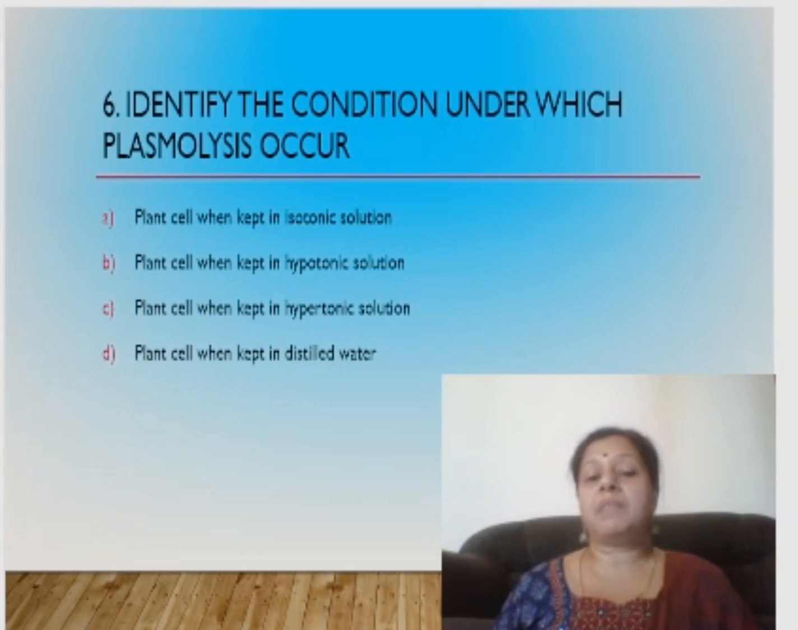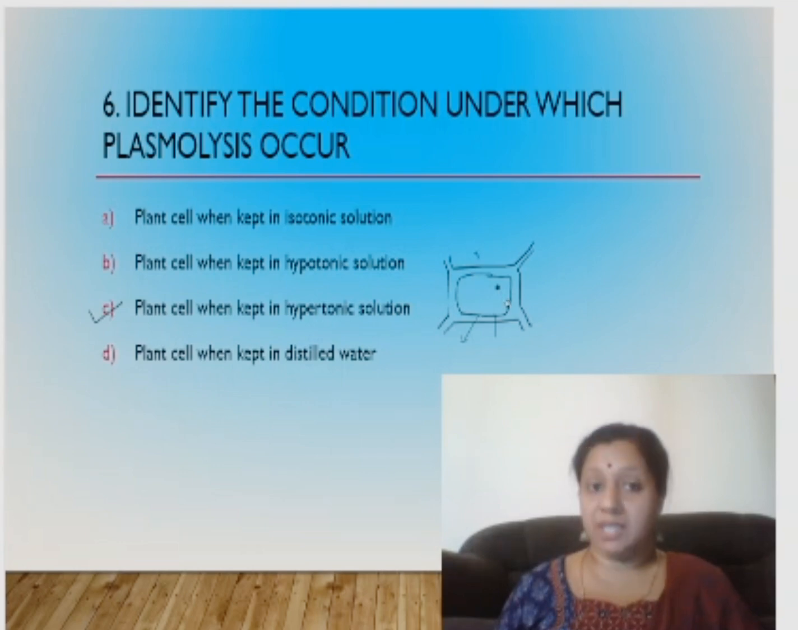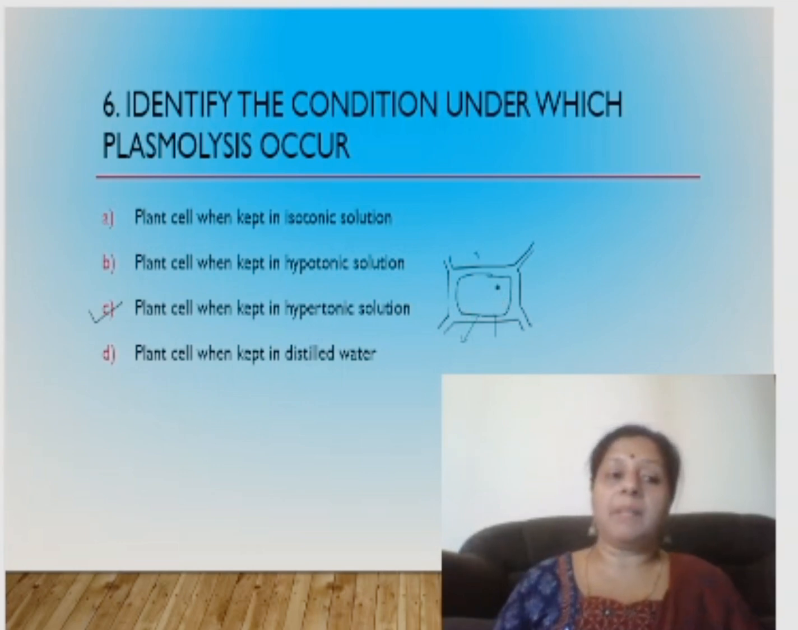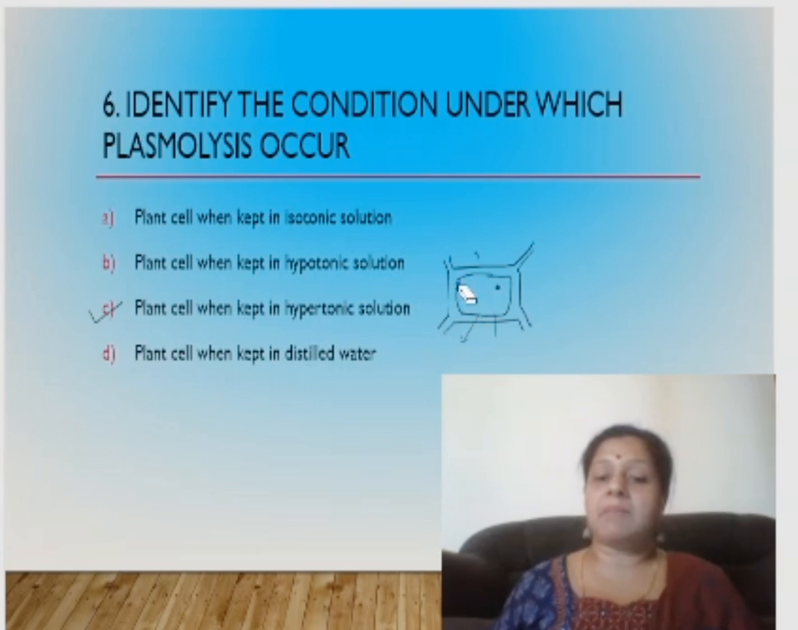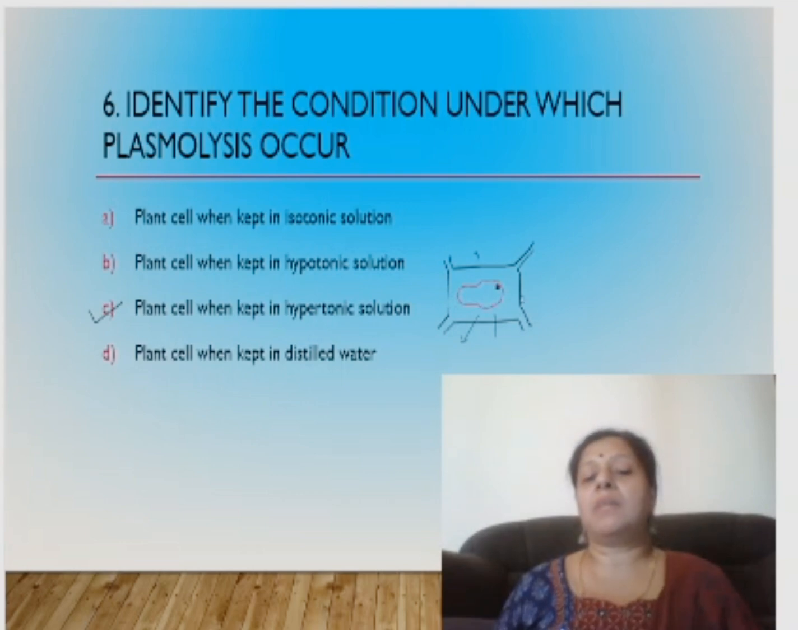Identify the condition under which plasmolysis occurs. Whenever a plant cell is kept in hypertonic solution, plasmolysis can occur. That is because the plant cells have an outer cell wall. So inside that, the cell membrane is there. Whenever water is moving out, the cell wall will not shrink because it's a rigid structure, but at the same time what will happen to the plasma membrane? Plasma membrane and the other contents will shrink. So after some time we can see only the plasma membrane is shrinking, the cell wall is staying there. This process is called plasmolysis.